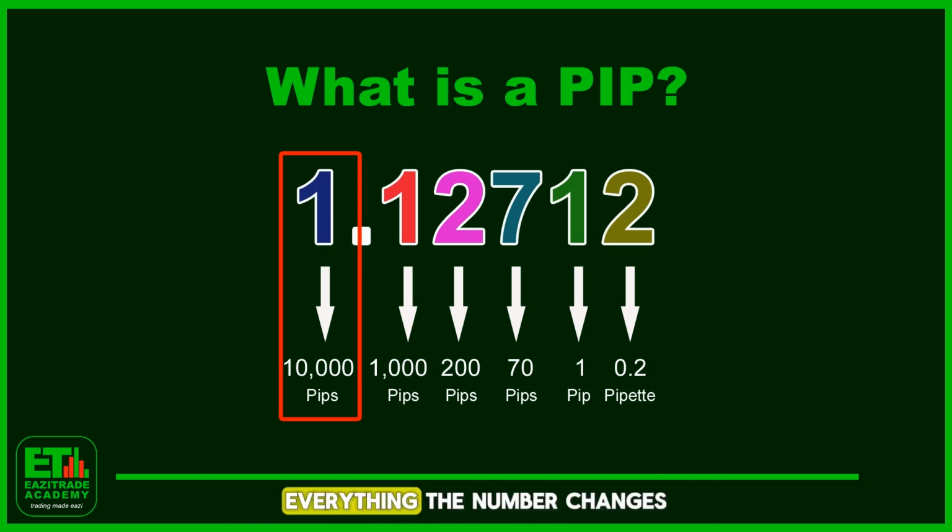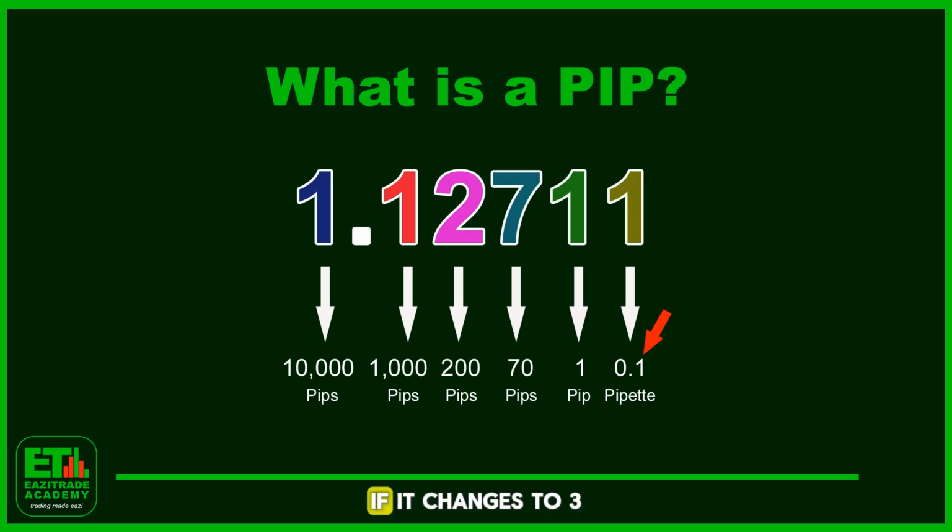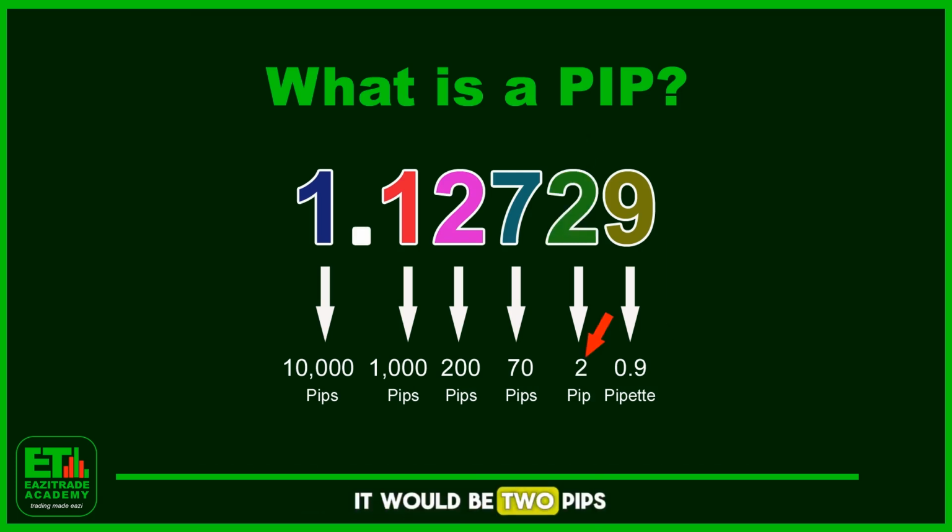So if, for instance, the number changes, it's the same calculation. If the one with lemon green, at the extreme right, changes to 1, it will be 0.1. If it changes to 3, 4, name it, or 9, it will be 0.9. Same for this particular one, the green. If it changes to 2, it will be 2 pips, 3, and also the count goes, if it's ascending or decreasing, it's still a pip movement.